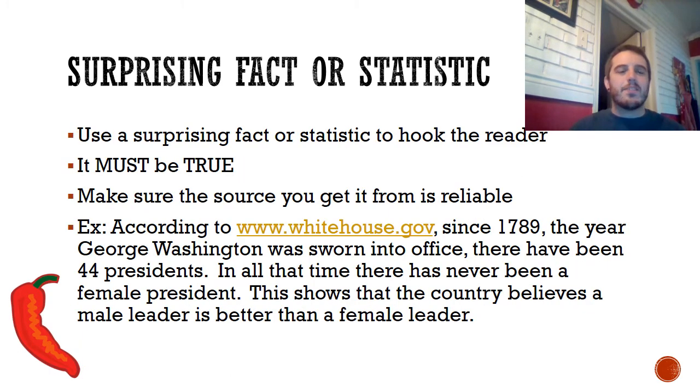The next one is a surprising fact or statistic. Now this one, when done well, can be very effective. When done poorly, it can be distracting. For this one, you use a surprising fact or statistic to hook the reader. Something true. It has to be something true that you can prove.